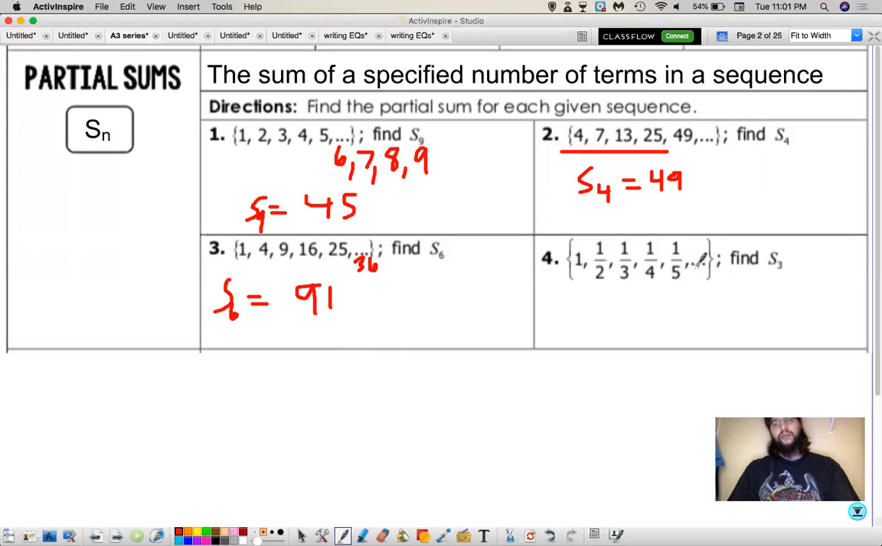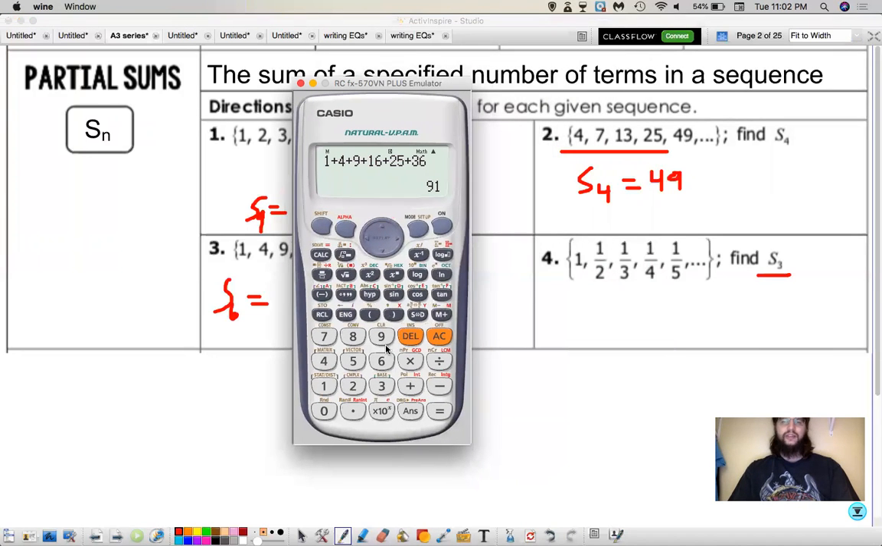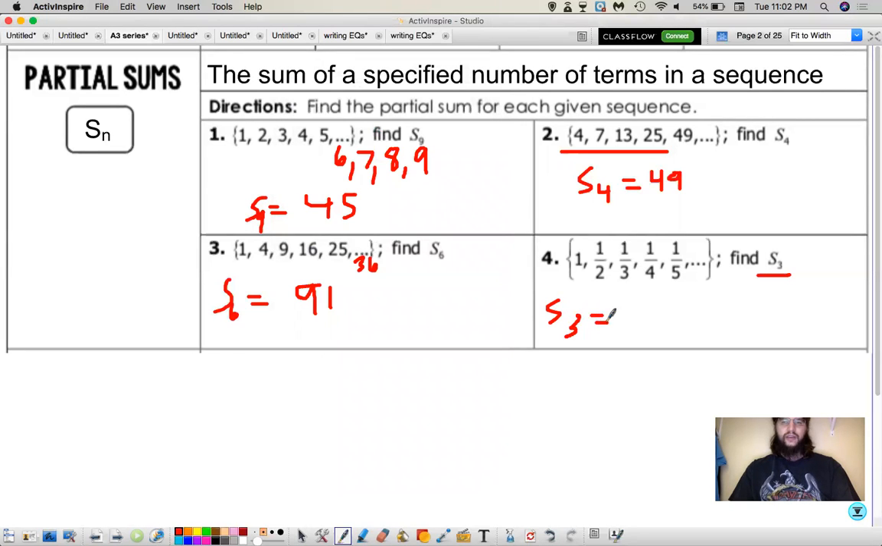Now this one, if we go on forever and ever, it's going to approach something. Who cares what? But it's only asking for S sub 3, so we're not doing the whole sequence. We're just adding up the first 3 terms. 1 plus a half plus a third. Well, that's 1 and 5/6, right? Let's use a calculator. 1 plus a half plus a third gives us 11/6. So S sub 3 is 11/6.